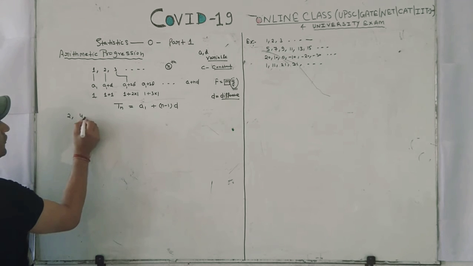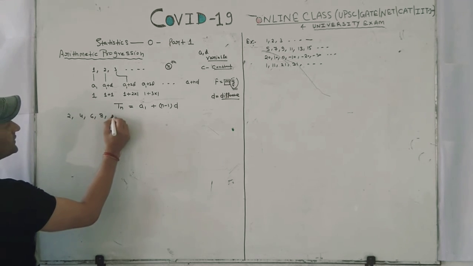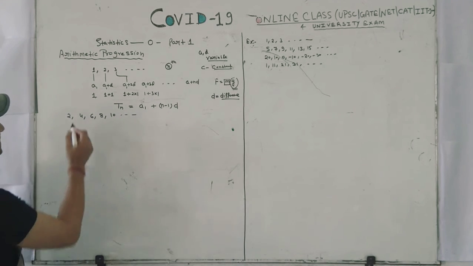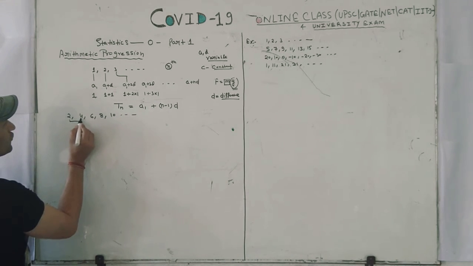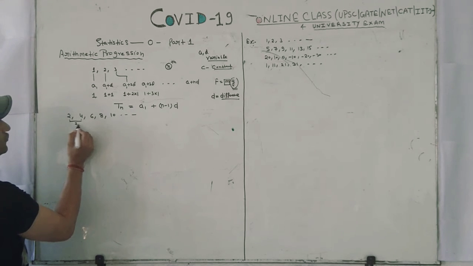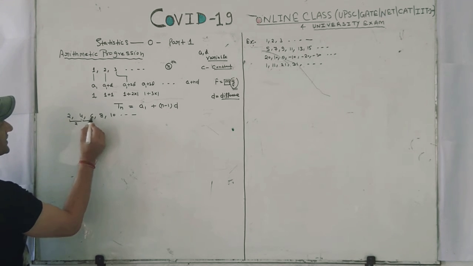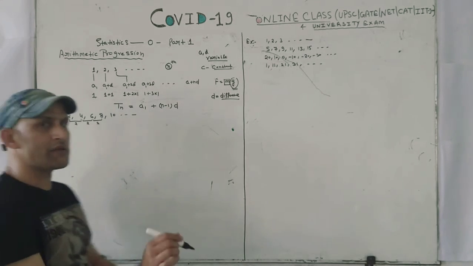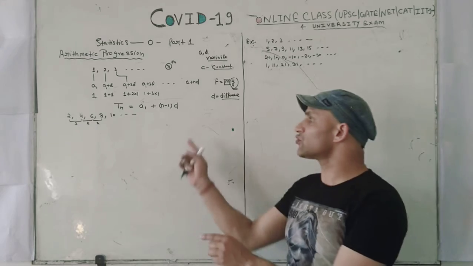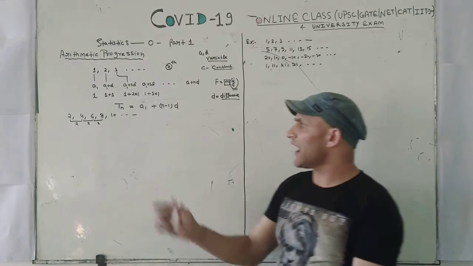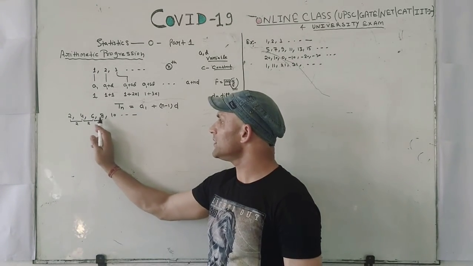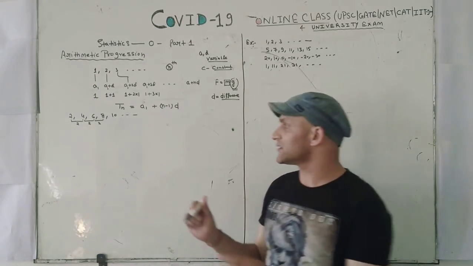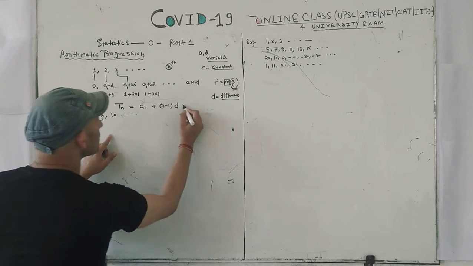Suppose you have the series 2, 4, 6, 8 and then 10, and so on. If you check the difference between two values, 4 minus 2 is equal to 2, 6 minus 4 is equal to 2, and 8 minus 6 is equal to 2. Every time, if the difference between any two consecutive numbers is the same, then you will use this arithmetic progression. Okay, so you will use this formula.